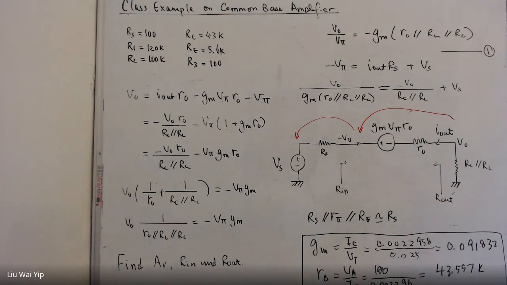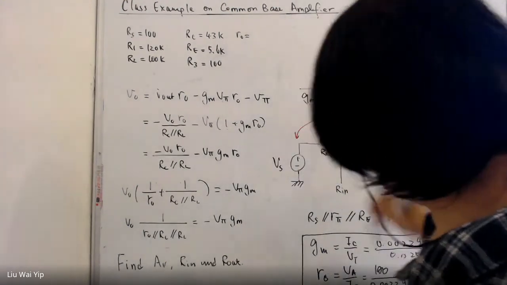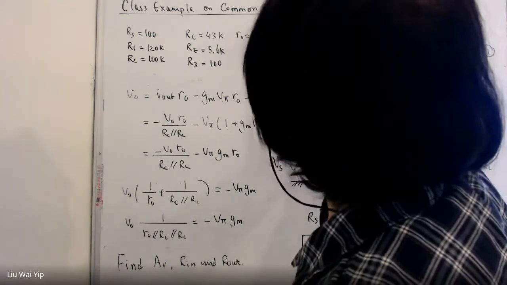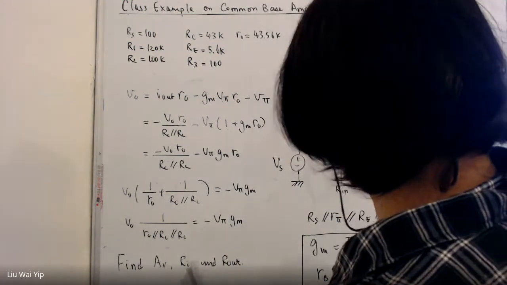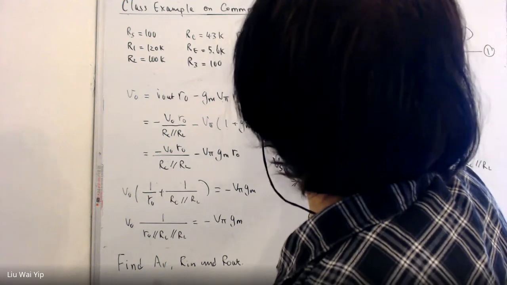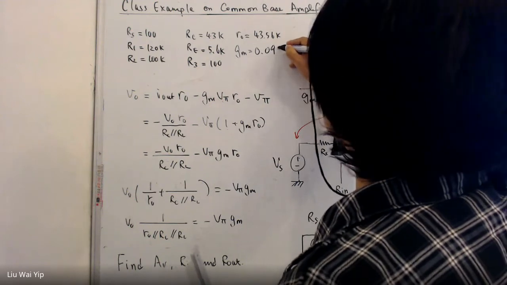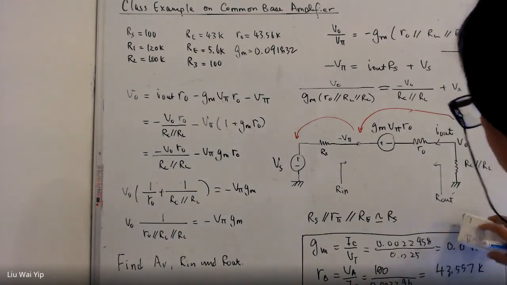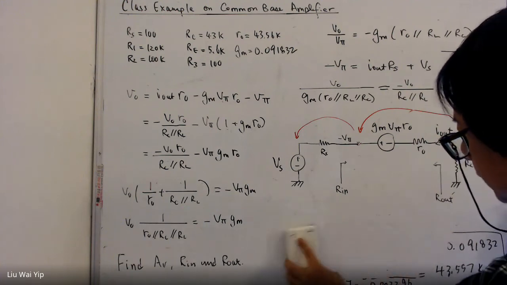I don't need this information. Perhaps I need to write down here. How long is 43.56K? And then GM is 0.0918. So I don't need to, I can just free up some space here now.